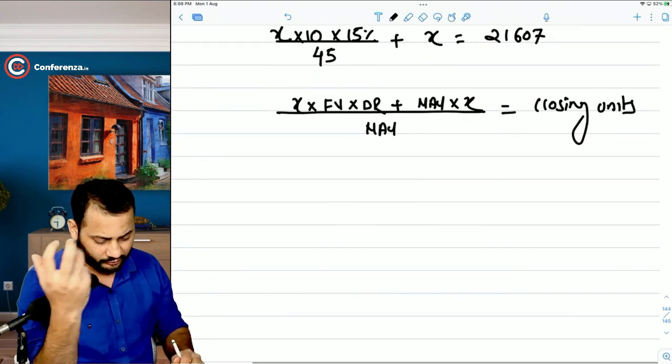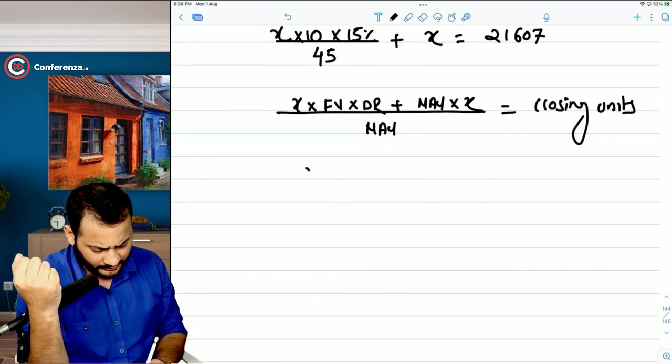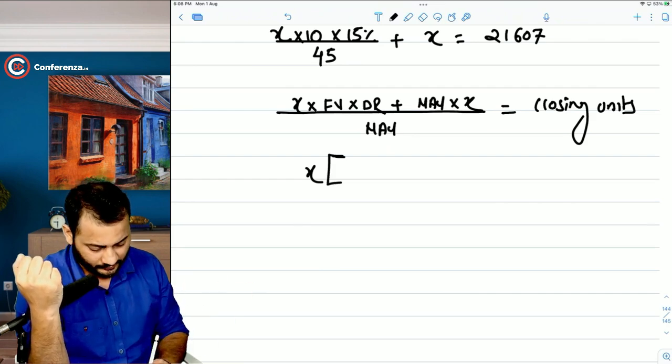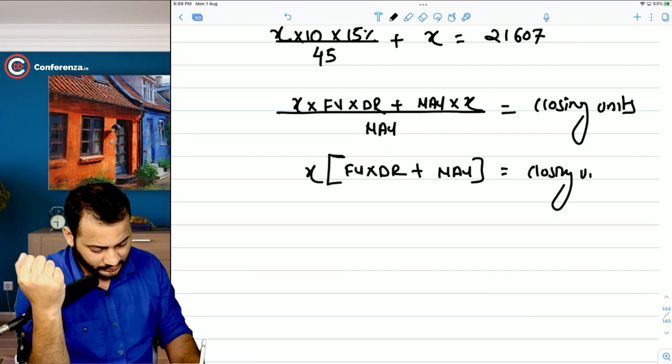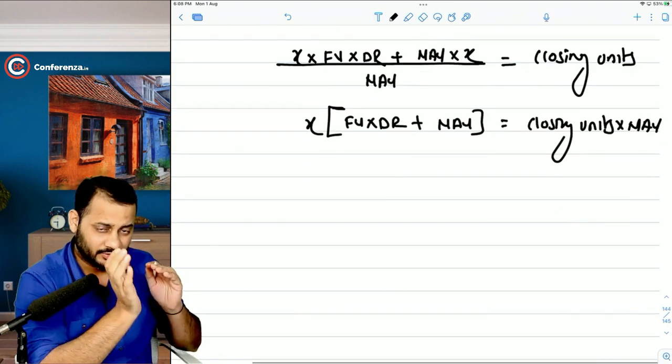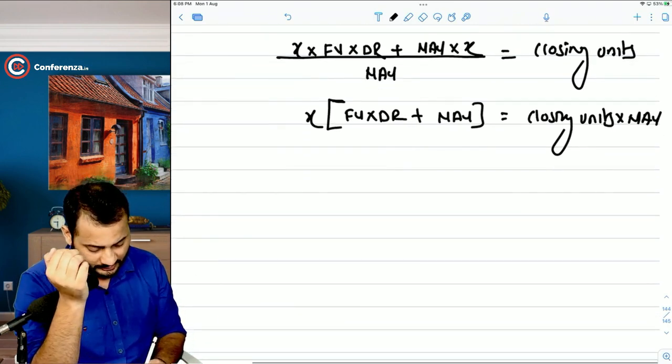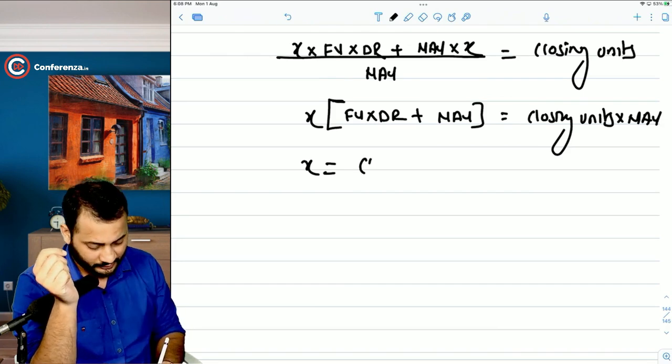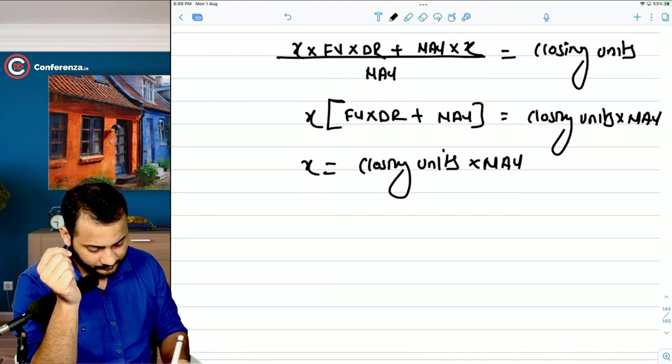Now let's start creating a formula out of this. Let's take X as the common figure, and NAV on that side. So I will write face value into dividend rate plus NAV is equal to closing units multiplied by NAV, the denominator. Now transfer this entire thing to the other side and we will get a formula for X, that is closing units into NAV divided by face value into dividend rate plus NAV.